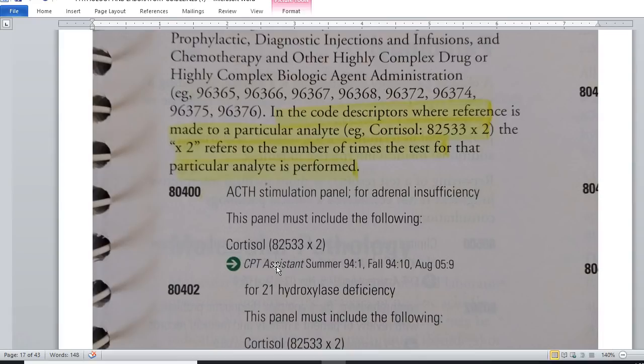Again, these are what I call mini panels, okay? So we looked at our regular health panels at the beginning in part 1. These are mini panels that we do. So again, we use the code 80400 when we test the patient for cortisol twice. The first time is the baseline, and the second time after we give them a stimulant to stimulate the adrenal glands. And again, it's for adrenal insufficiency.